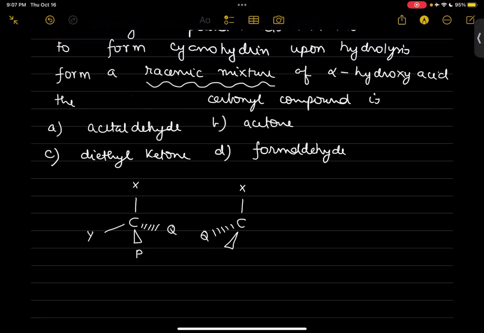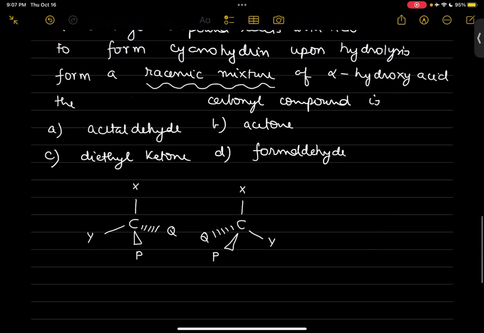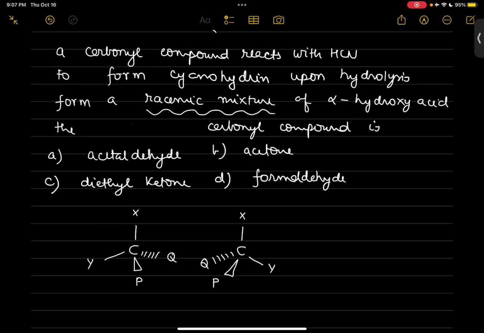So what is required is the presence of a chiral carbon in the cyanohydrin. Got it? So which cyanohydrin is chiral? If the cyanohydrin is chiral, the alpha hydroxy acid is also going to be chiral. Clear or not?